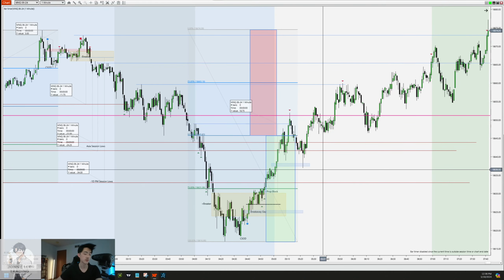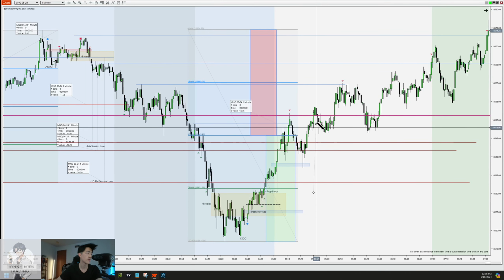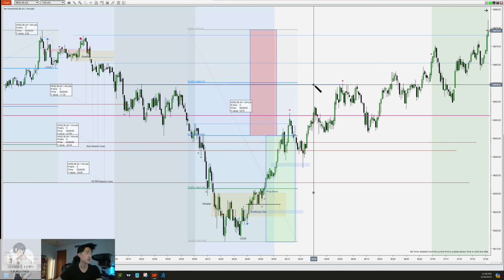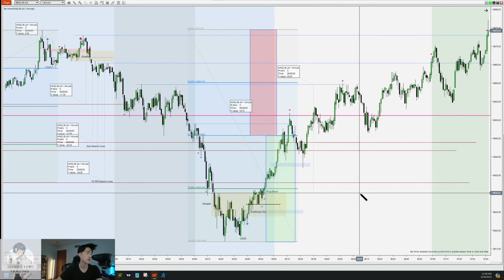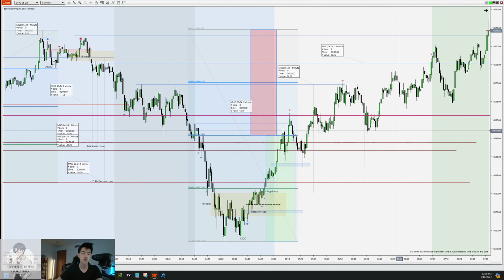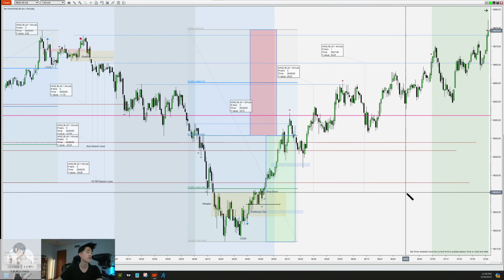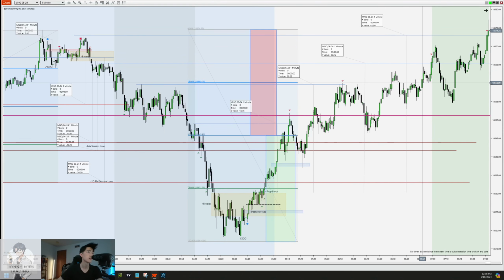That's 18 handles of profit. The second level of profit taking would have been from here to here, and that is 29 handles of profit. The third level of profit taking would be from here to here, 35 handles of profit. The fourth profit taking would be from here to here, 42 handles of profit.